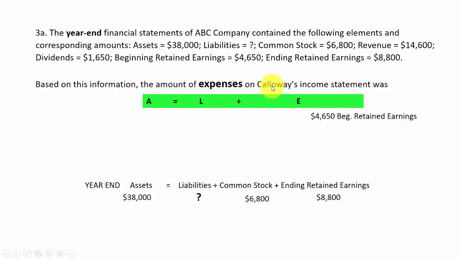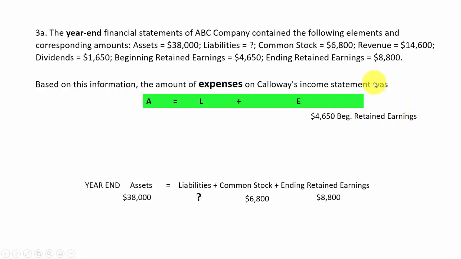So here's something to keep in mind. They did tell us that the beginning retained earnings at the beginning of the year was $46.50. Now, if you remember anything from the previous problem, if your beginning retained earnings are $46.50 and your ending retained earnings are $8,800 during this year, that means that retained earnings went up, and the way they go up is by having income. The way they go down is by having dividends.